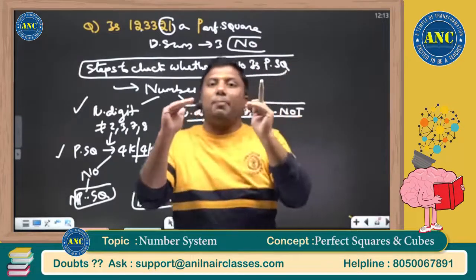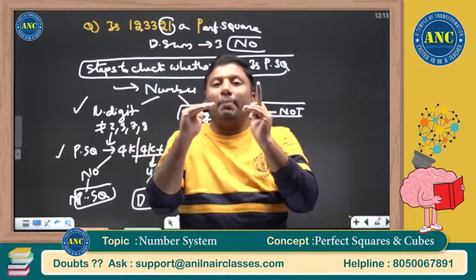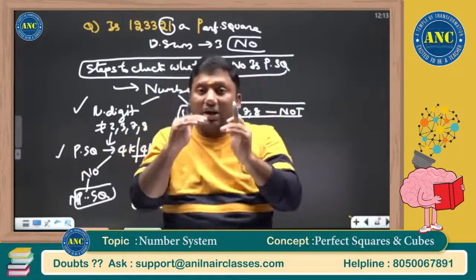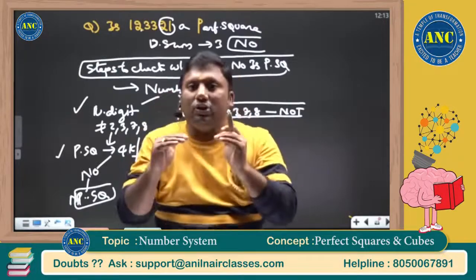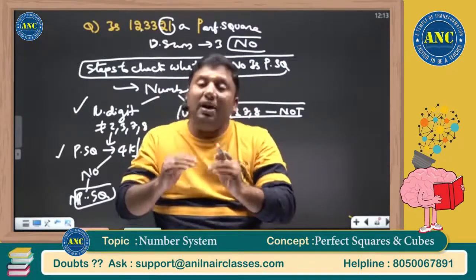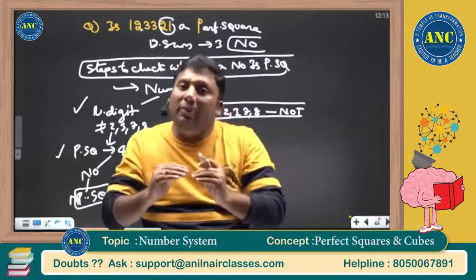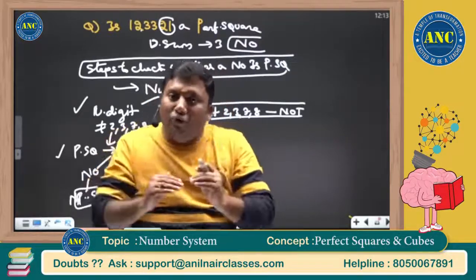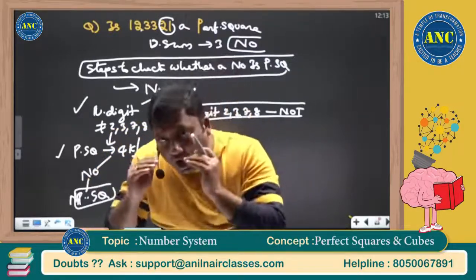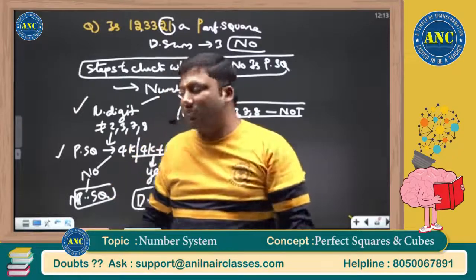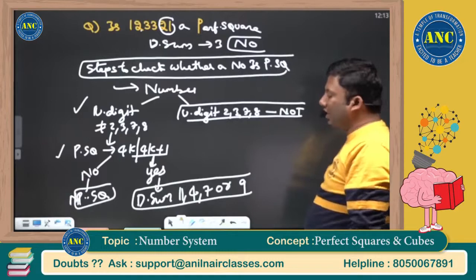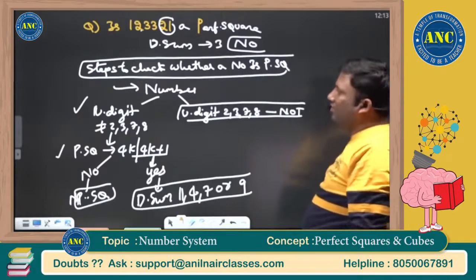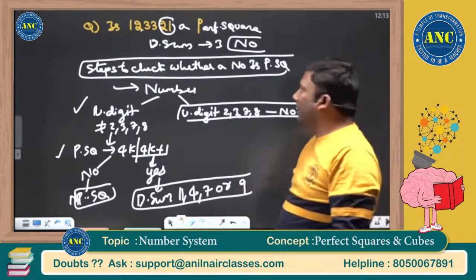It is a 3-step process to check whether a number is a perfect square or not. First step, a perfect square never ends with 2, 3, 7 or 8. Second step, every perfect square should be of the form 4k or 4k plus 1. If it is of the form 4k or 4k plus 1, then its digital sum should always be 1, 4, 7 or 9. I hope the idea is clear.